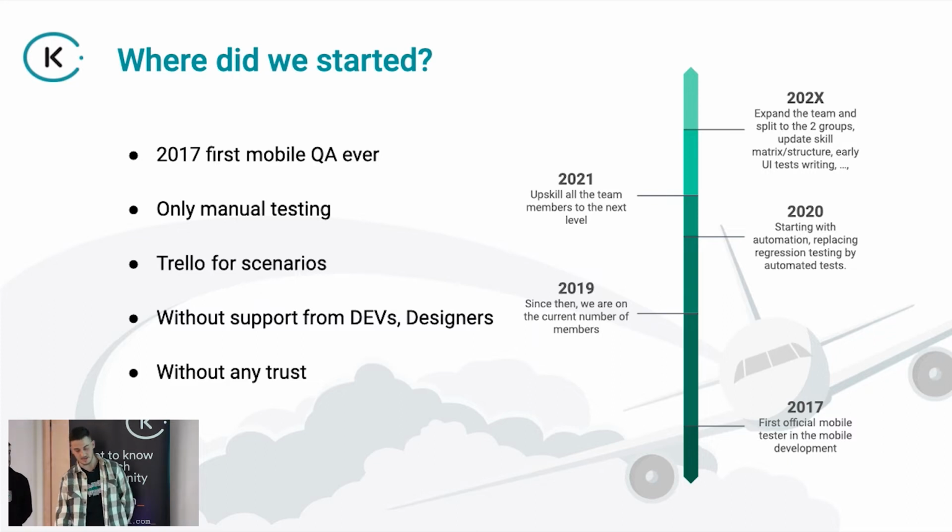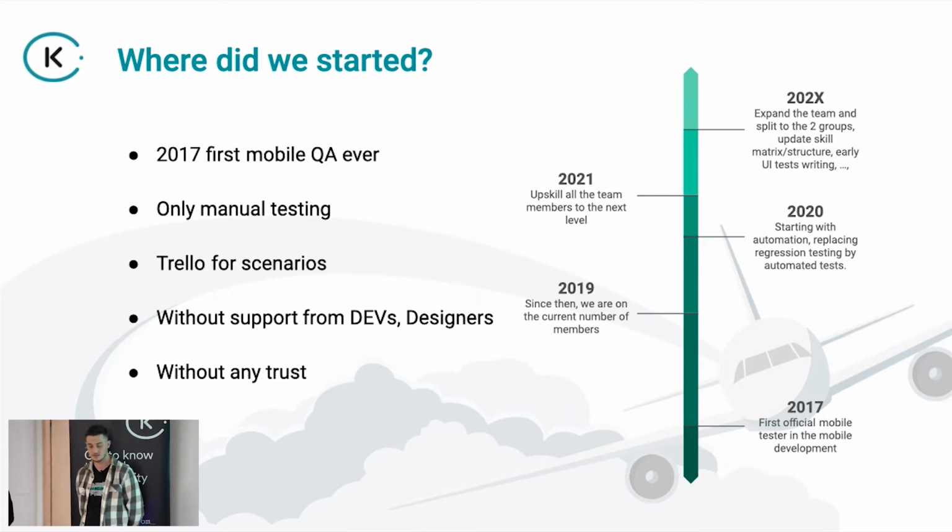Since 2019, we are at the current number of members, and in 2020 we started asking ourselves how we can replace our manual regression testing with automation, and this was the biggest challenge that we faced. We didn't know where, with who, and how we could start our automation.